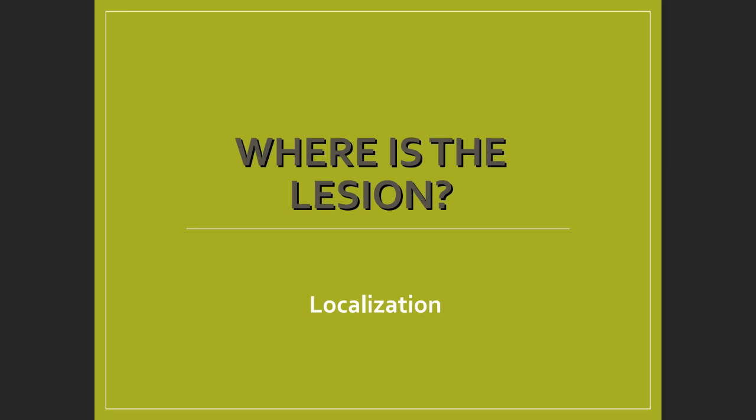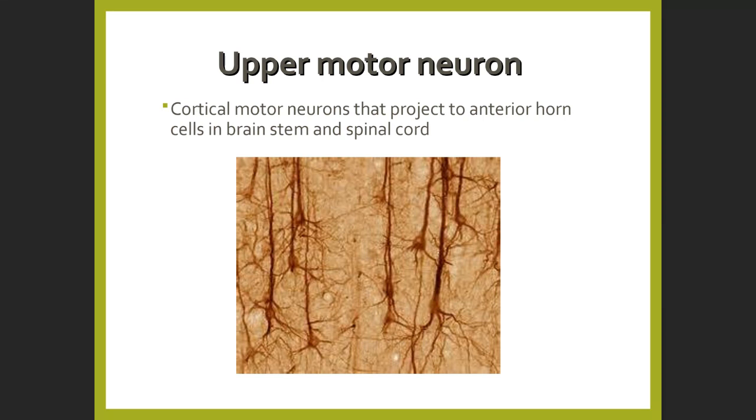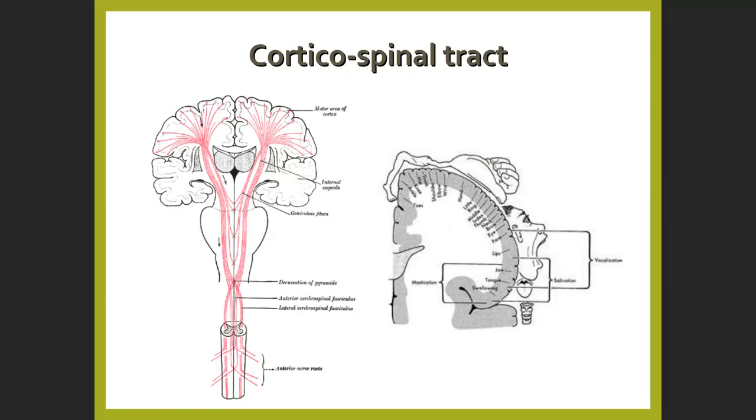All right, so the next step is to localize the lesion. When we have a child who has abnormal motor findings, we want to ask ourselves, where is the lesion? The motor exam could either be normal, or you may have findings in keeping with an upper motor neuron lesion or a lower motor neuron lesion. The upper motor neurons are cortical motor neurons that project to the anterior horn cells in the brain stem and spinal cord. These motor neurons originate in the primary motor cortex.